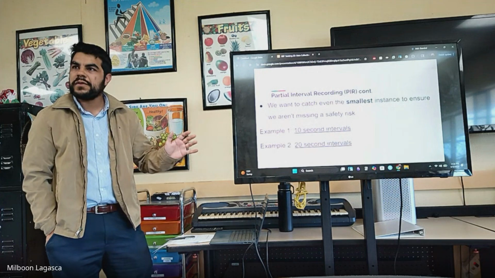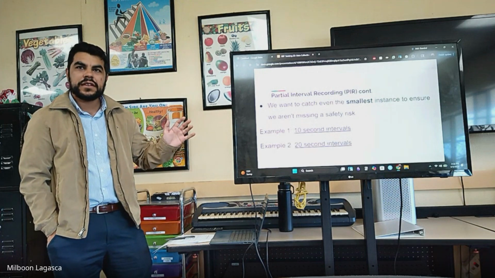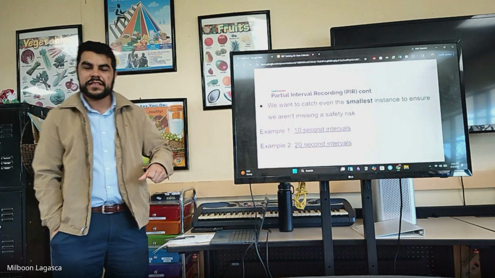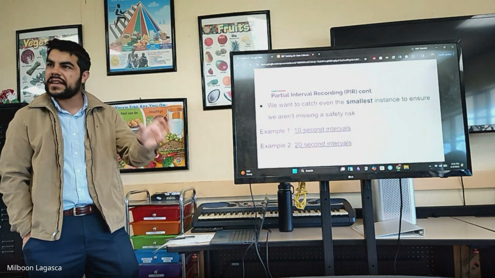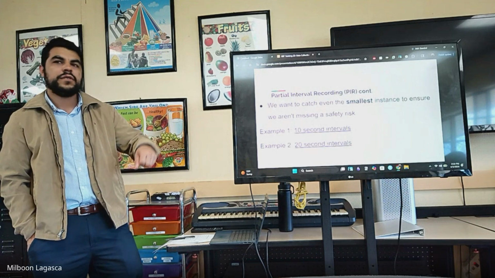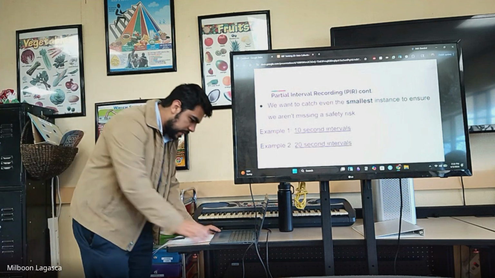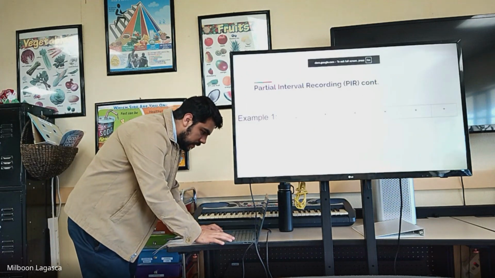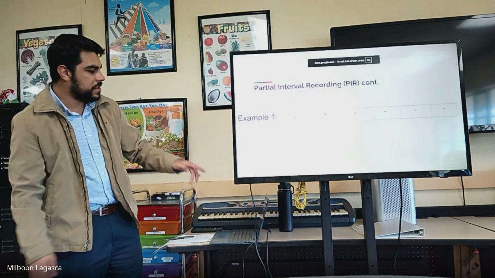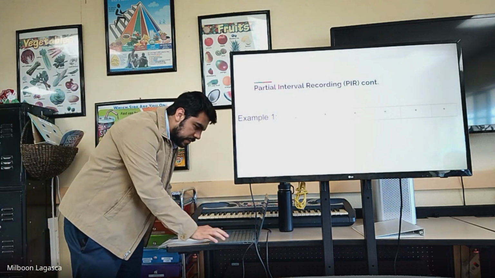Any questions so far with partial interval? Pretty straightforward, right? As long as the behavior occurs within the 10 seconds or the minute, we would mark it as an occurrence. If not, non-occurrence. So this would be an example as to what the data would look like.